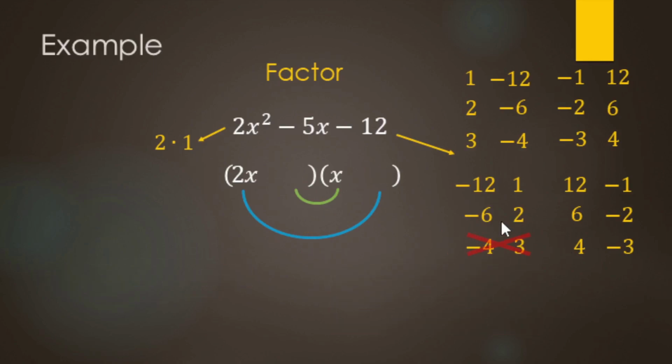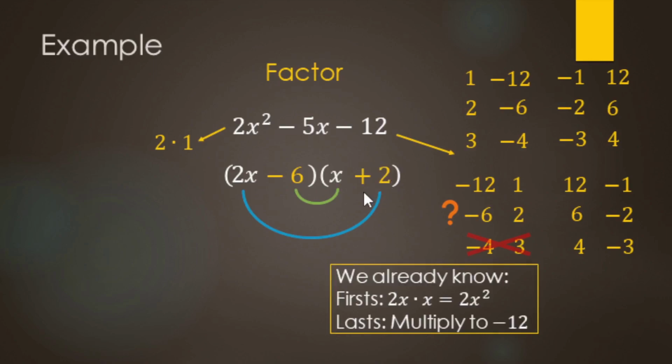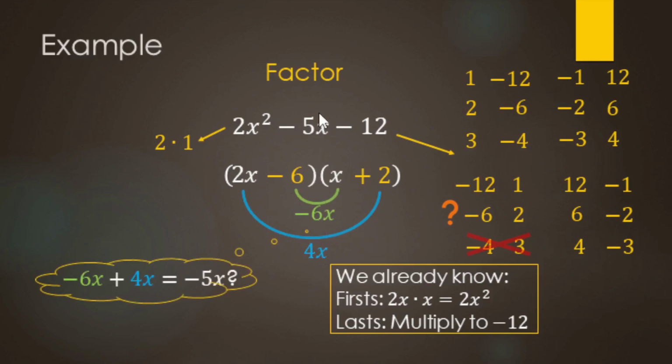So let's try negative 6, 2. Let's try that one there. So we got 2x minus 6, x plus 2. We're good on first and last. Already multiplies to a 2x squared for the first and a negative 12 for the last. So we're just checking outers and inners. 2x times 2, 4x, negative 6 times x, negative 6x. Do those add to a negative 5? No, they add to a negative 2. So it's not negative 6, 2.